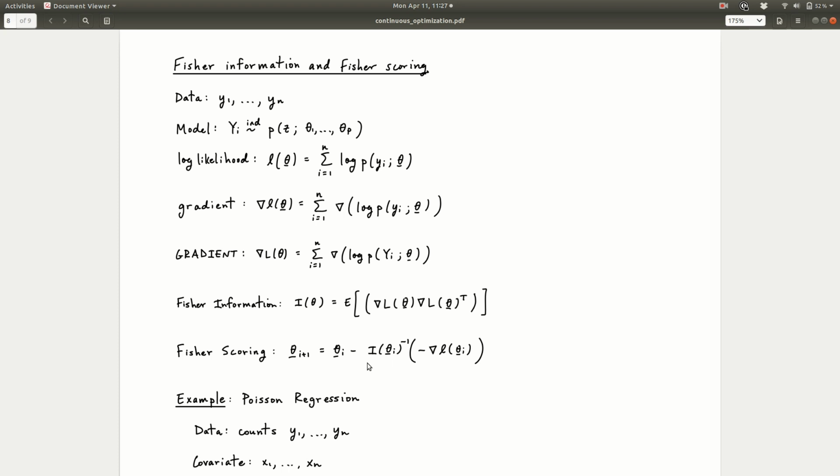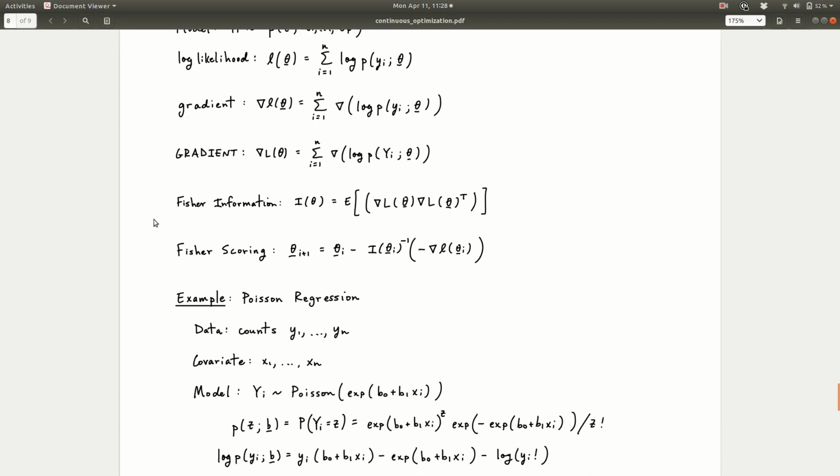So why would you do this? In many cases, it's computationally demanding or analytically demanding to calculate the second derivative matrix. And it's often simpler to compute the Fisher information matrix. Okay, so let's see this in an example.